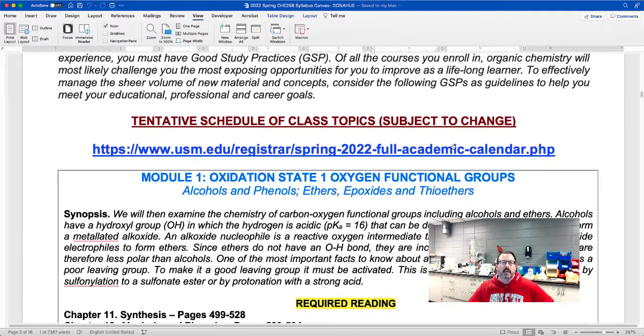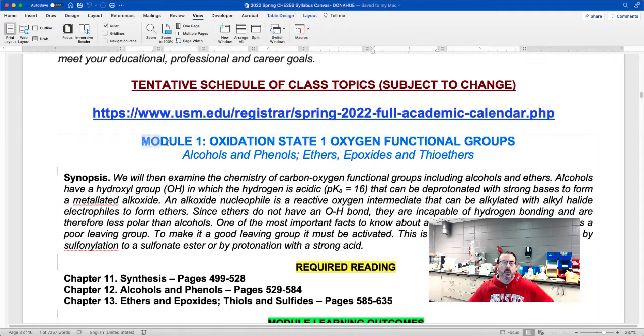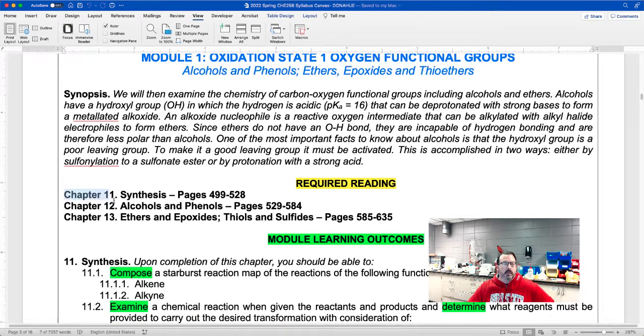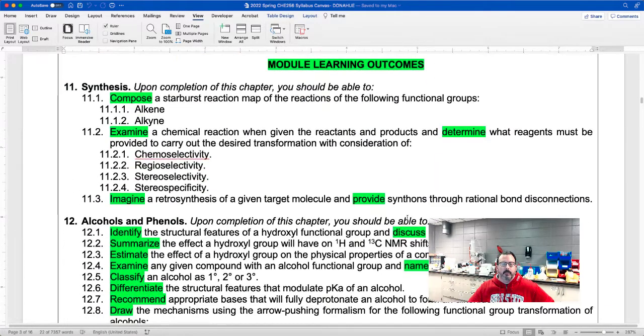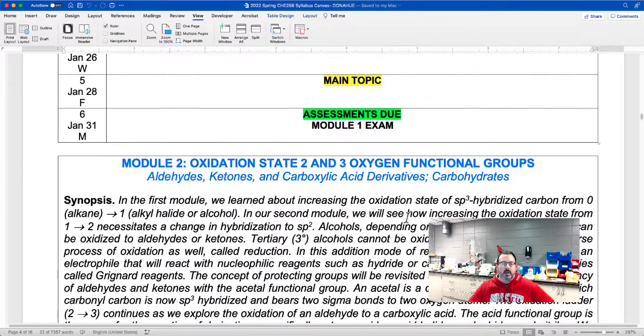So here is the tentative schedule of topics. We're going to go through Module 1. That's oxidation state 1, oxygen functional groups, alcohols and phenols, ethers, epoxides, and thioethers. That's chapters 11, 12, and 13. You'll have an exam Monday, January 31st on Module 1.